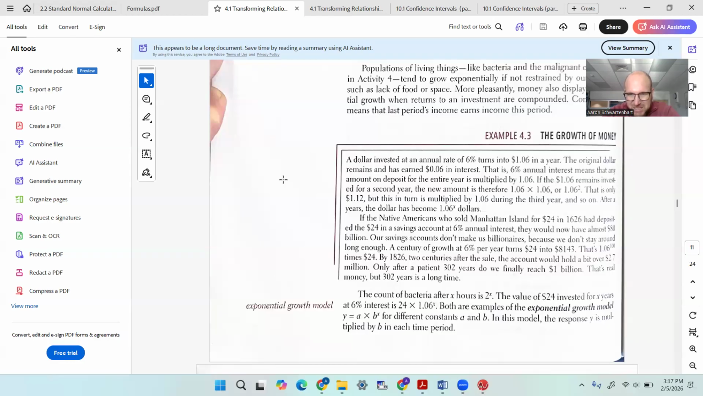So a century of growth at 6% turns 24 into 8,143, which is a great, great gain, but that's 100 years. By 2 centuries, it would have been about 27 million. Only after 302 years do we finally reach a billion. That's real money, but 302 years is definitely a long time.